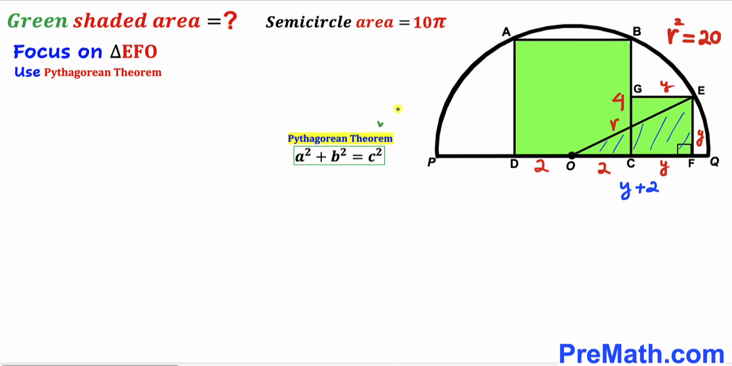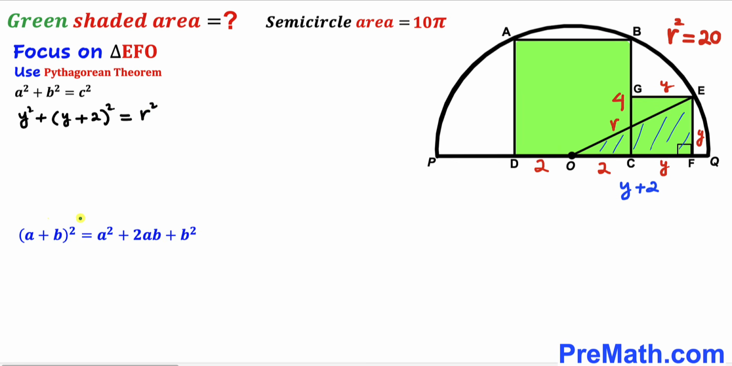And here's our Pythagorean theorem once again: a squared plus b squared equals c squared. In our case, our hypotenuse is radius r, whereas our two other legs are y and y plus 2. Let's go ahead and fill in the blanks. So we got y squared plus (y plus 2) whole squared equals r squared. And now let's recall this famous identity: (a plus b) whole squared can be written as a squared plus 2ab plus b squared. We are going to apply this identity on this binomial.